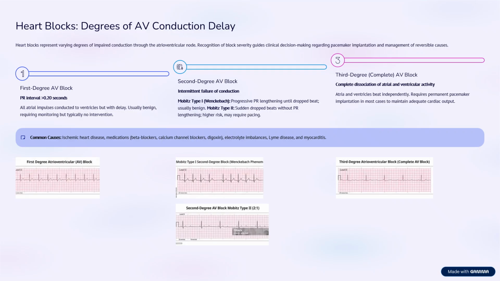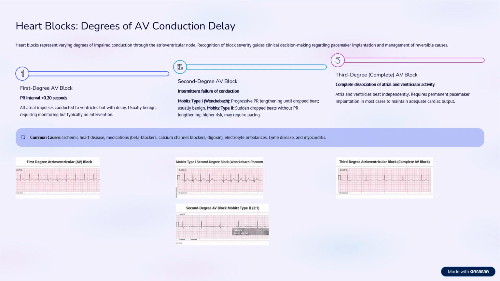In first-degree heart block, every impulse from the atria still reaches the ventricles, but the conduction is slightly slower. On the ECG, you'll notice a prolonged PR interval greater than 0.20 seconds. Patients are usually asymptomatic, and this rhythm often just requires monitoring rather than treatment.